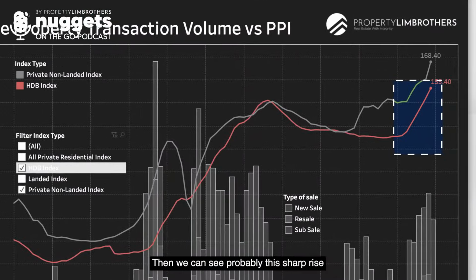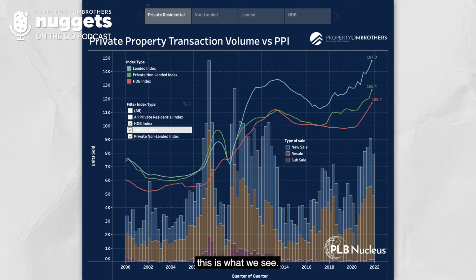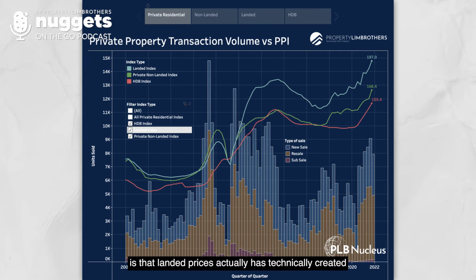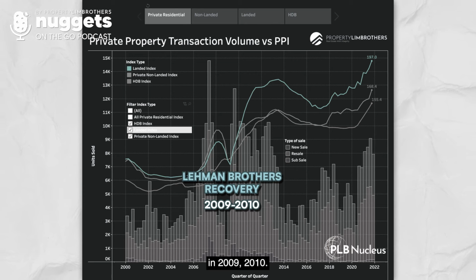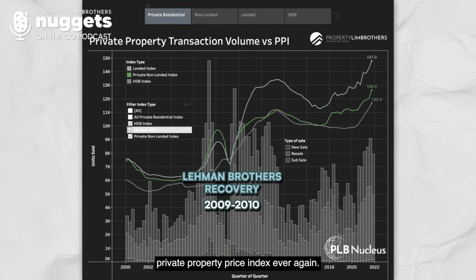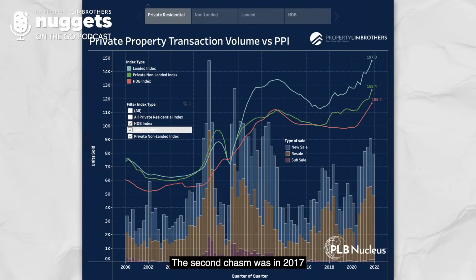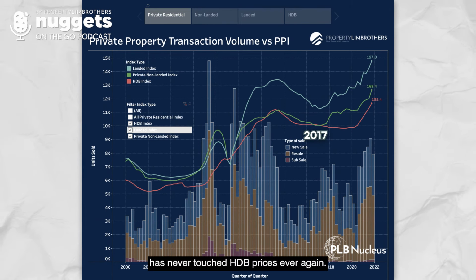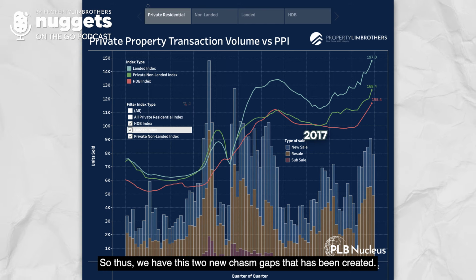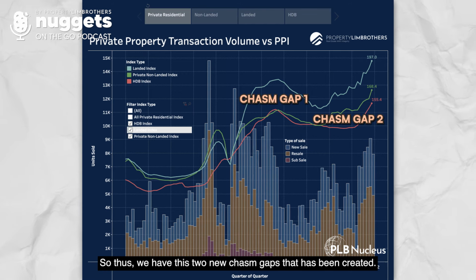So if I were to put these three graphs together, this is what we see. Three of them run almost parallel, but the very clear-cut thing is that landed prices has technically created that chasm ever since Lehman Brothers recovery in 2009-2010. It has never touched the private property price index ever again. The second chasm was in 2017, where condo and apartment prices have never touched HDB prices ever again. So thus, we have these two new chasms that have been created.